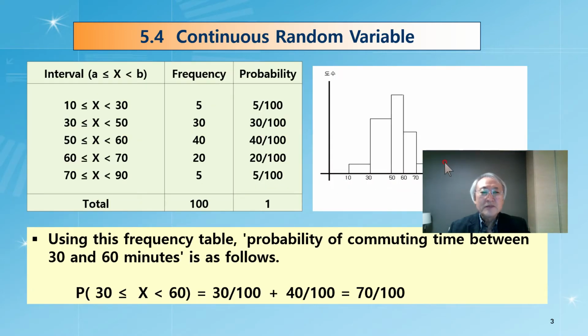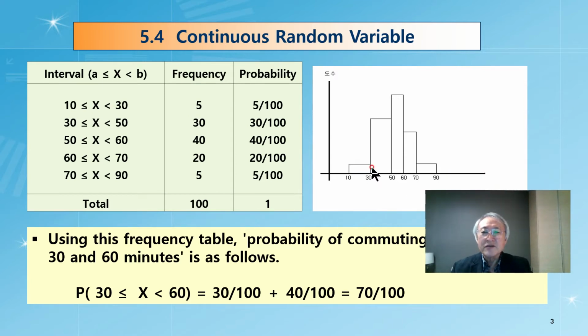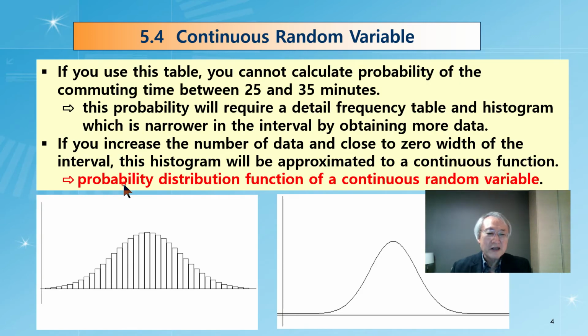For example, suppose you have a continuous random variable, continuous data, and you have somehow a histogram like this. Okay. And if you look at this, maybe you can answer this kind of question. What is the probability x is in between 30 to 60? Well, you may just add the probability from 30 to 60, right? It's a 70. But if I ask what is the probability of 35 to 40, then this table is not enough. You may increase the interval size like this.